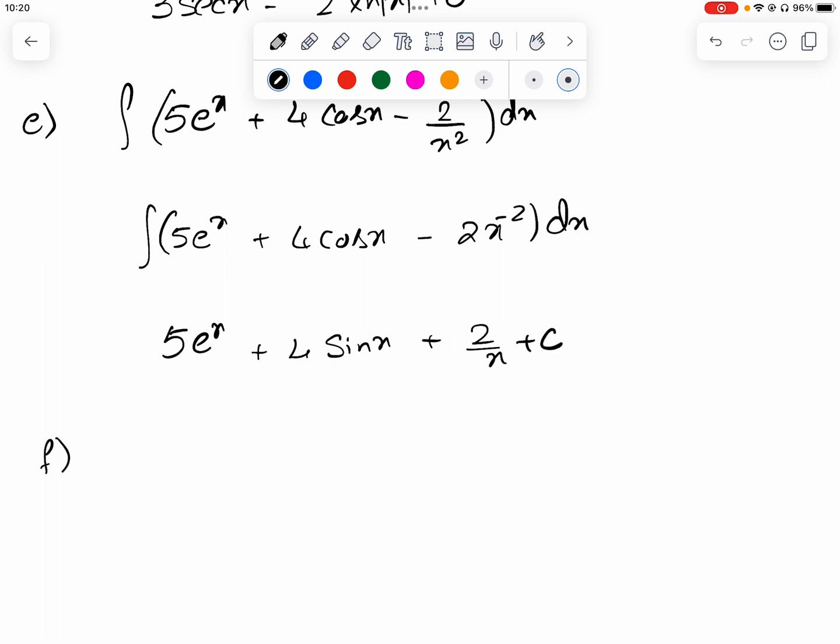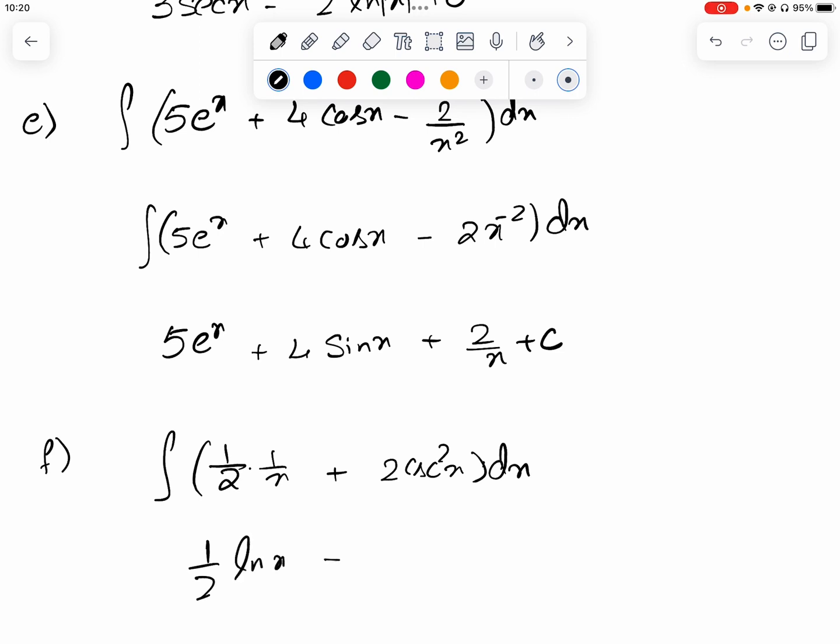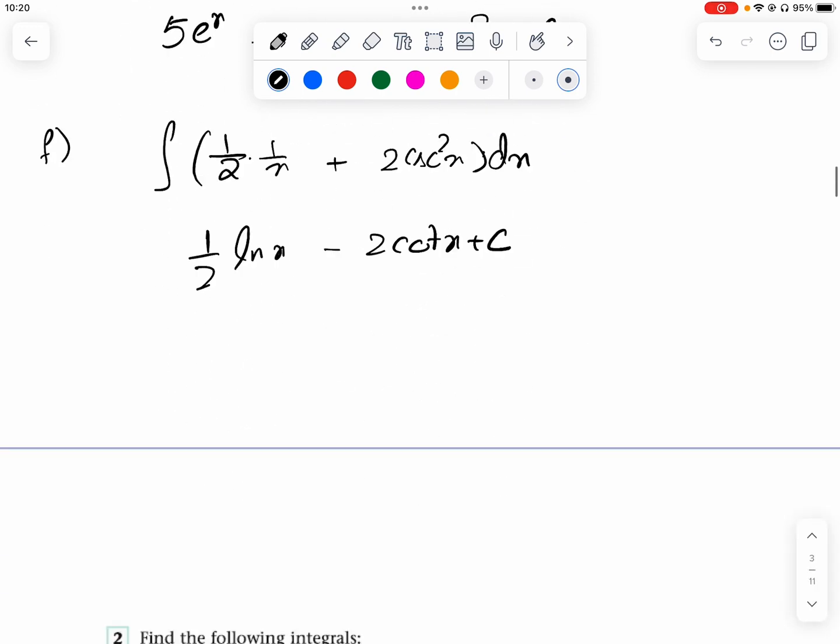Then f, integral of 1 upon 2 times 1 upon x plus 2 cosecant square x dx. It becomes 1 upon 2 ln x, then minus 2 cotangent x plus c. Cosecant square x integral is minus 2 cotangent x. Next is g.